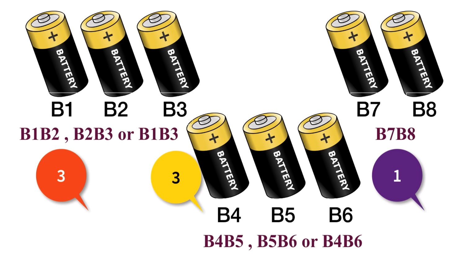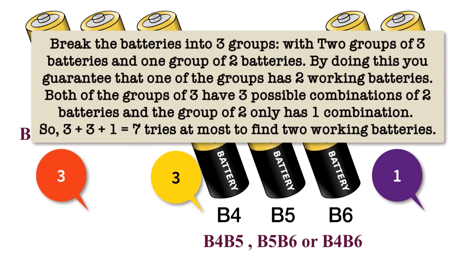So let's summarize. Break the batteries into 3 groups with 2 groups of 3 batteries and 1 group of 2 batteries. By doing this, you are guaranteed that one of the groups has 2 working batteries. Both of the groups of 3 have 3 possible combinations of 2 batteries and the group of 2 only has 1 combination. So 3 plus 3 plus 1, which equals 7 tries at most to find 2 working batteries.